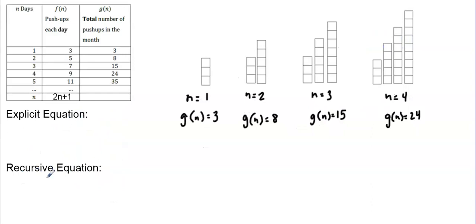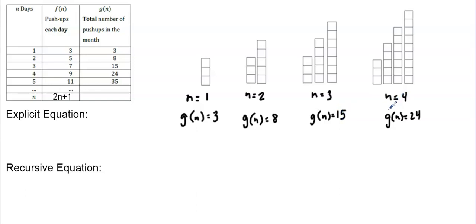Now we want to get an explicit equation and a recursive equation for g of n, the total number of push-ups in the month. To do this, I have my diagram, and I've modeled each of the days to have the total. On day 1 there was 3. On day 2 we had those 3 plus the next 5 to get 8. On day 3 I have the 3 plus the 5 plus the 7 to get the total of 15 for day 3. And so on.